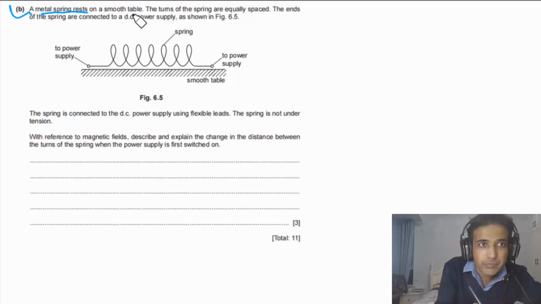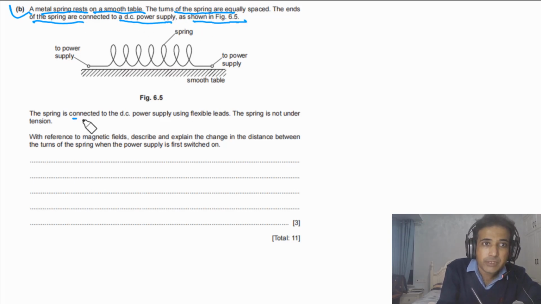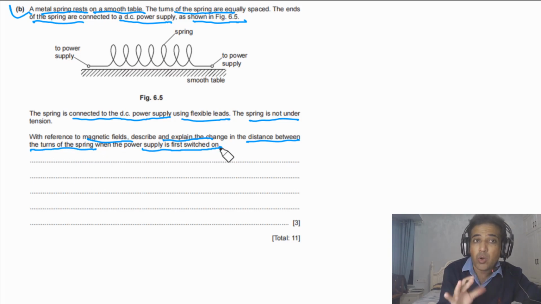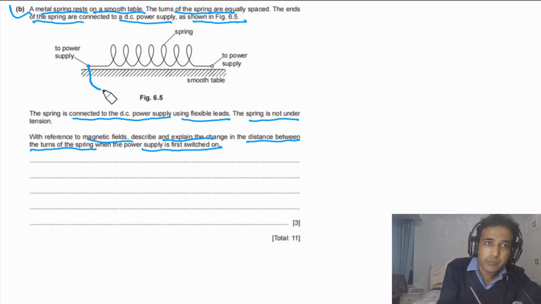Part B says a metal spring rests on a smooth table. The turns of the spring are equally spaced. The ends of the spring are connected to a DC power supply as shown in figure 6.5. The spring is connected to the DC power supply using flexible leads. The spring is not under tension. With reference to magnetic field, describe and explain the change in the distance between the turns of the spring when the power supply is first switched on. So first of all, simply we can imagine the power supply is connected here, so we can say this side is positive and this side is negative.